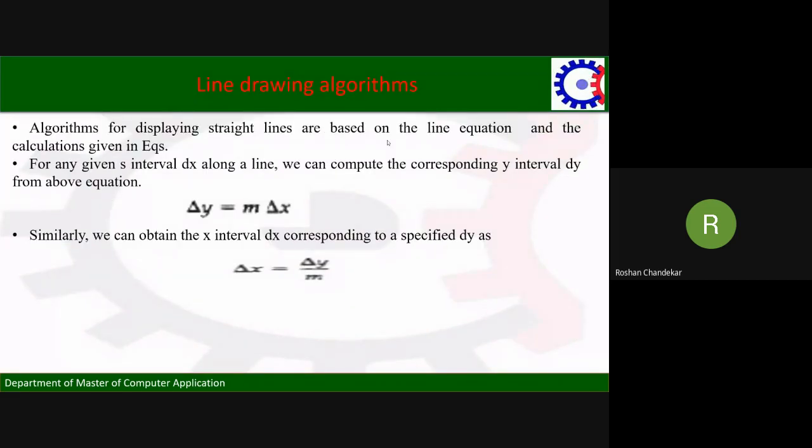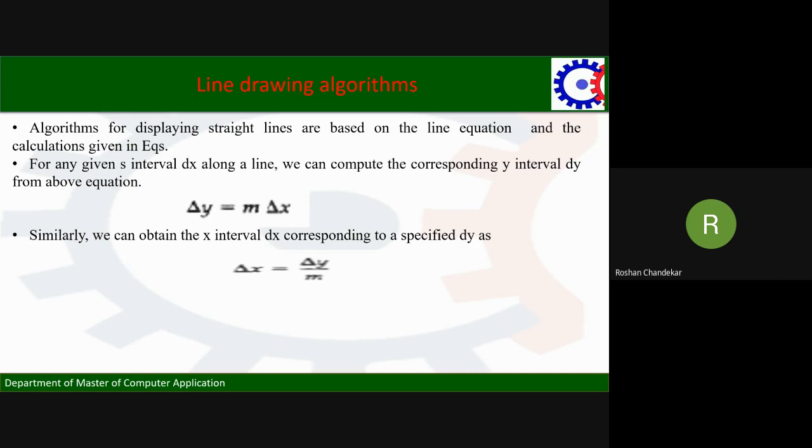Now, the line segment algorithm for displaying a straight line is based on the equation of a line and the calculation that we have performed in the above equation. How can we generate or display the algorithm for a straight line? In the above equation, we have written m is equal to y2 minus y1 upon x2 minus x1. This y2 minus y1 we can represent as a small change, that is delta y.